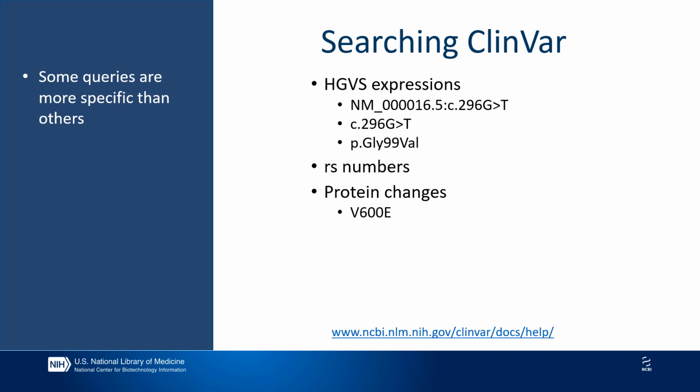Protein change descriptions like V600E are pretty good search terms. Again, these are not as specific as a full HGVS expression because there may be a variant in more than one gene or protein that you can describe like this.